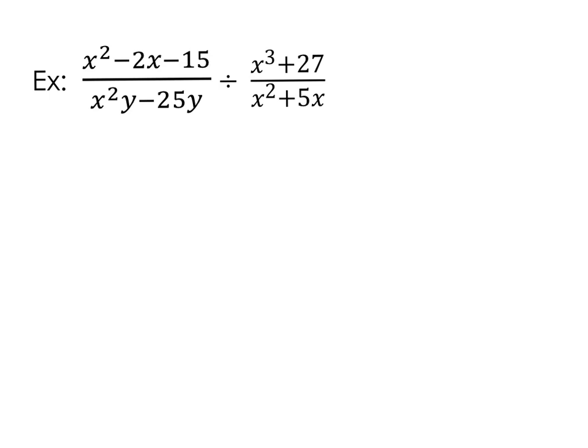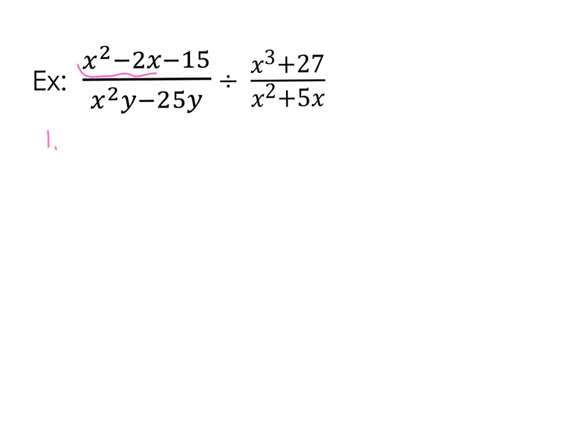Here's our last example. We have x squared minus 2x minus 15 over x squared y minus 25y divided by x cubed plus 27 over x squared plus 5x. Okay, so we're starting off as a division or a quotient problem. Step 1, factor everything completely. Just start with one fraction at a time.